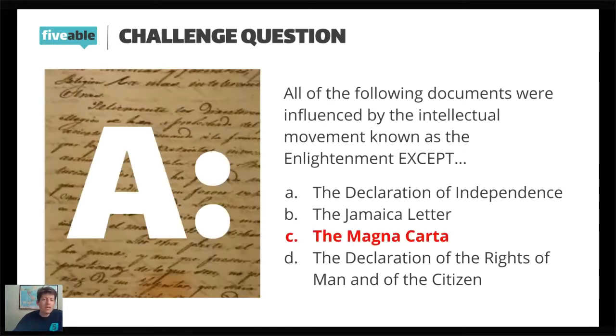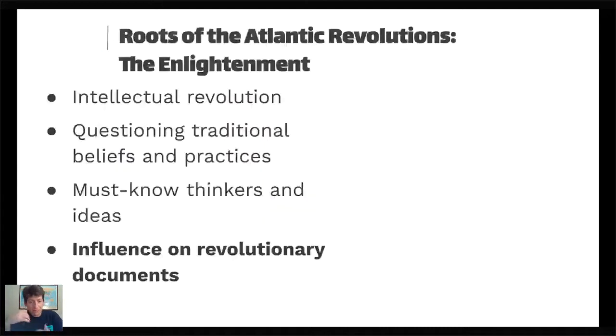The Magna Carta is a highly influential document, especially in limiting the power of the British monarchy, but it was created way back in 1215, so it predated the Enlightenment. Although perhaps it set up the situation that influenced later Enlightenment thinkers, so maybe the other way around. But let's talk about A, B, and D here and think about the influence of these Enlightenment documents.